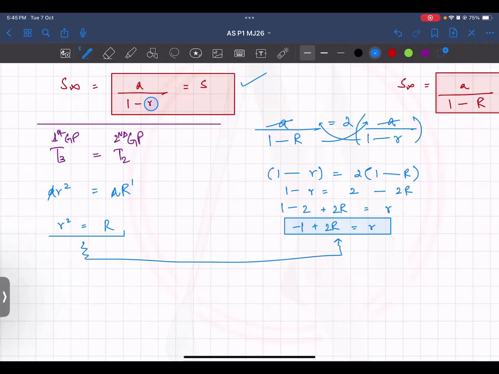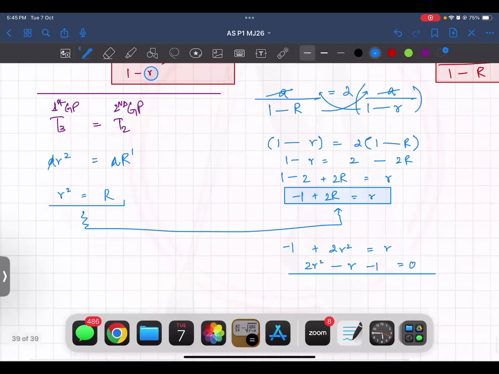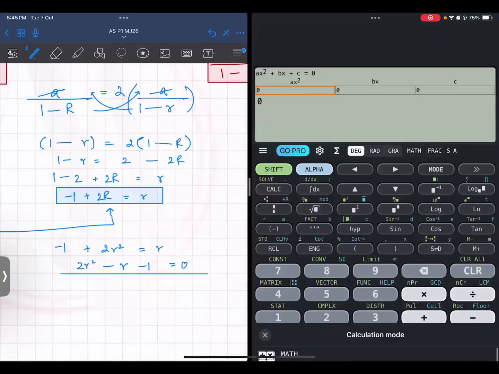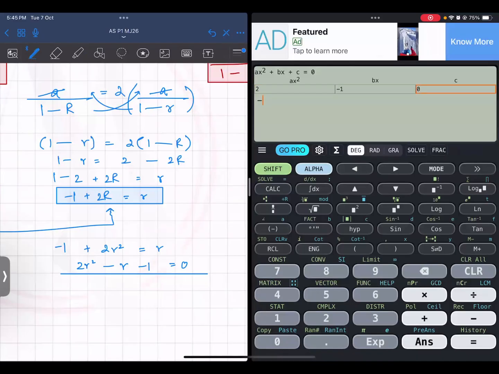So what would this become? Minus 1 plus 2 times capital R, which is small r square, plus r. And now move everything to one side. So 2r square minus r minus 1 is equal to 0. And now we can get the value of r. Quadratically, you can solve it. So 2, minus 1 and minus 1. So you're getting the value of r as negative half and r as 1.